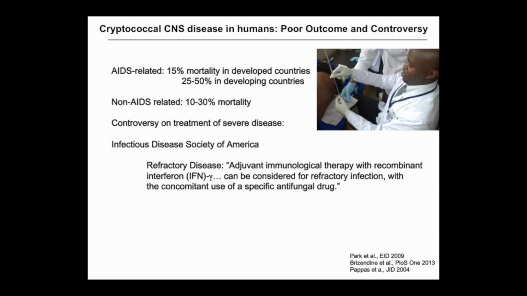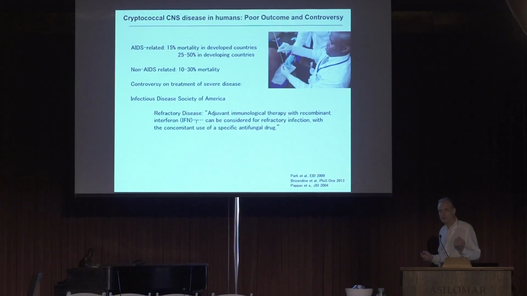This is from the latest cryptococcal guidelines. In refractory disease, for instance, adjuvant immunotherapy with recombinant interferon should be considered for a refractory infection, with concomitant use of specific antifungal drugs. I think in the non-HIV infections, the paradigm has come from HIV. We've done a lot of studies with HIV. We know a lot about the immune system and how T cells are suppressed, and I think a lot of those paradigms have been applied to the non-HIV population.